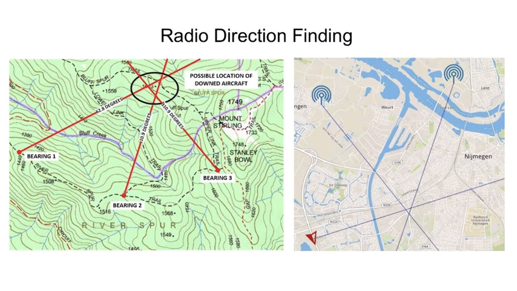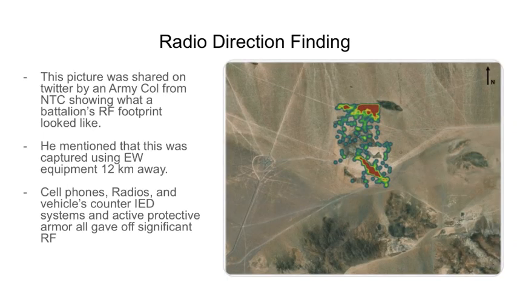Basically, you take the bearing from 2 or more locations, and you can pretty much figure out where a radio signal is coming from. And here's more of a military example. This comes from what used to be known as Twitter. Someone tweeted at an Army colonel asking about active camouflage and invisibility cloaks. And he responded with this picture.